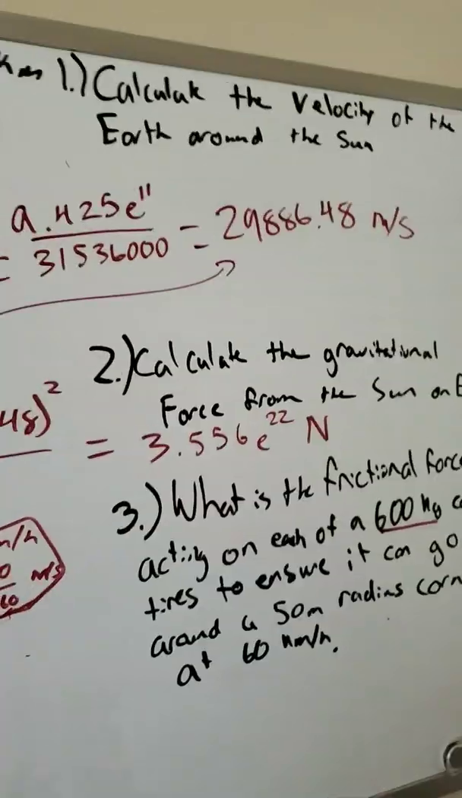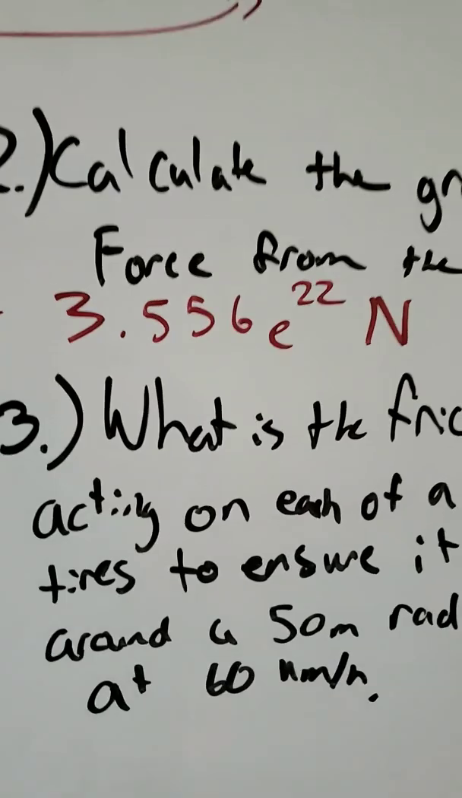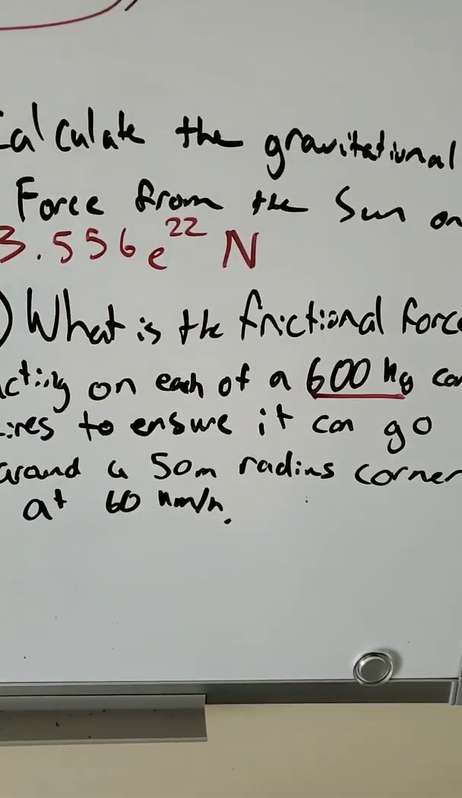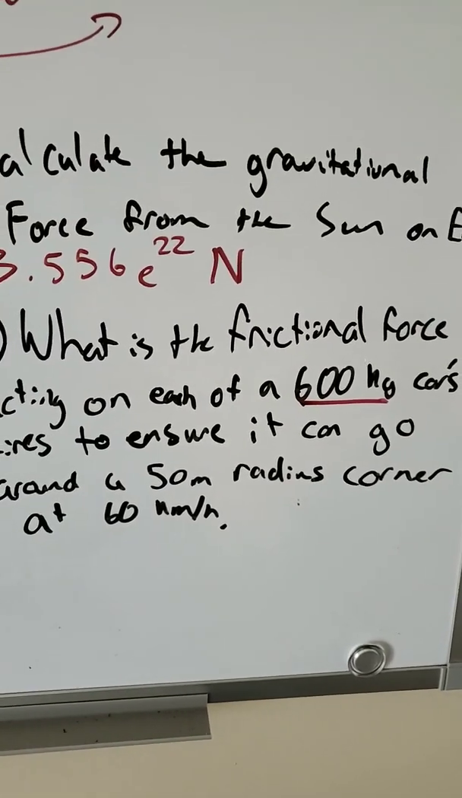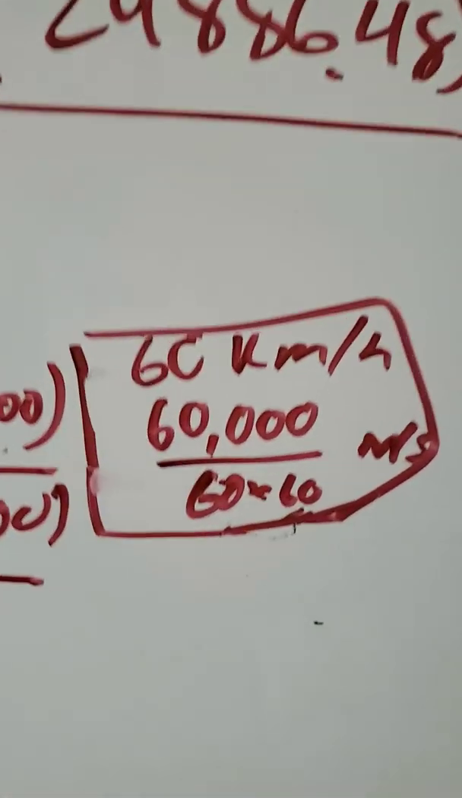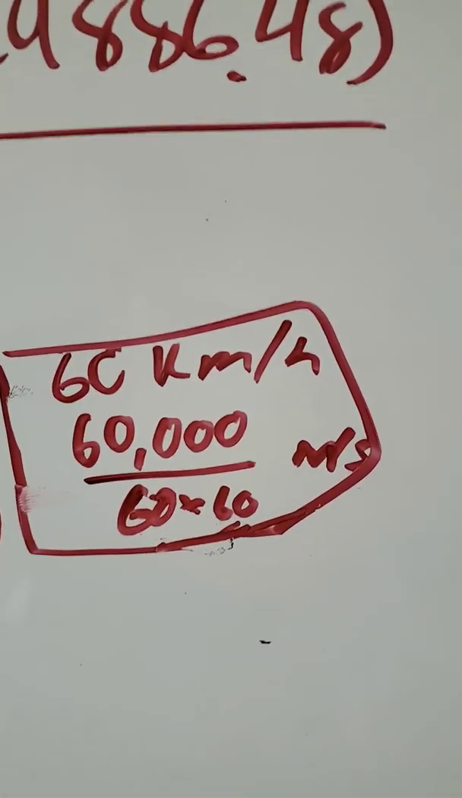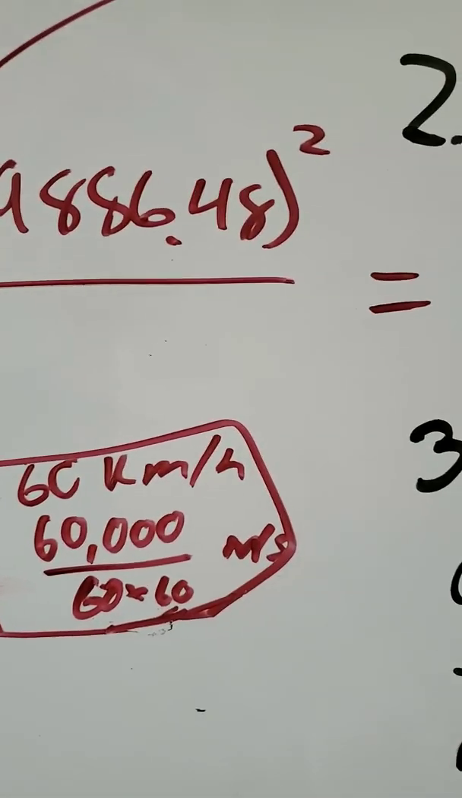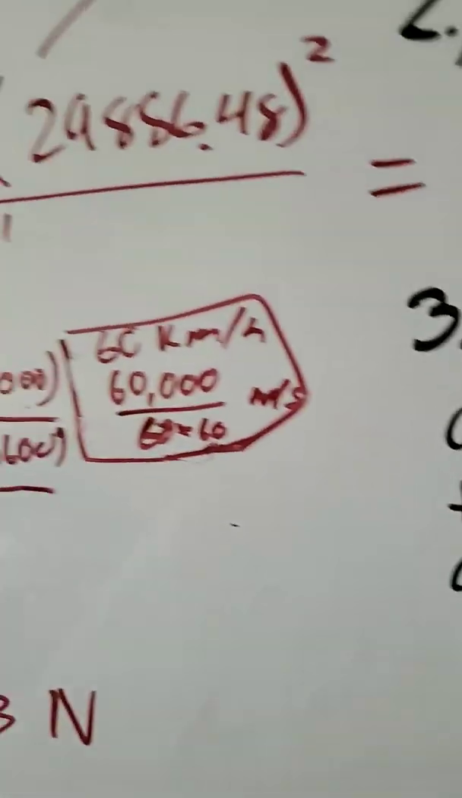And finally, I went on a different bit of an angle here just to kind of show a different way to come about this. The question is, what is the frictional force acting on each of a 600 kilograms car's tires to ensure it can go around a 50-meter radius corner at 60 kilometers per hour? So the first thing, I converted that 60 kilometers per hour is going to be 60,000 meters divided by 60 minutes times 60 seconds per minute, which I just kind of left in that form because it's a calculation anyway, just going to throw it in my calculator.